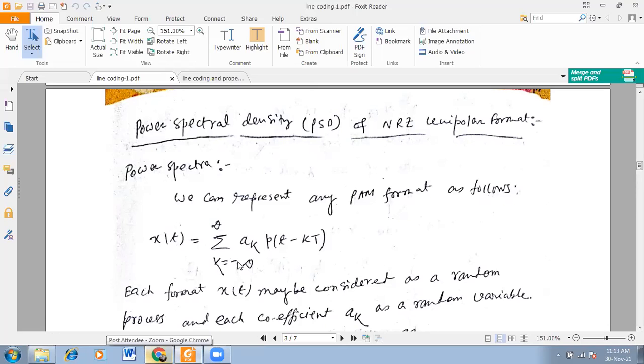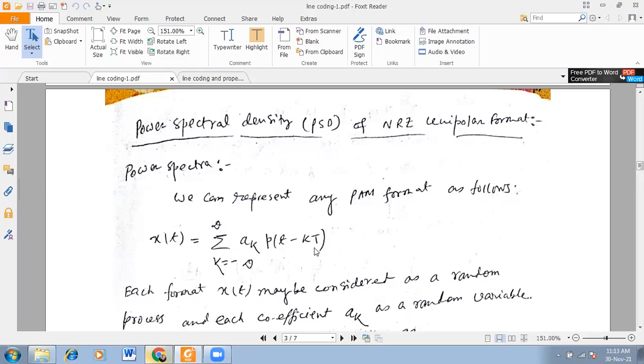So we are summing all the PAM signals, pulses, that is k equal to minus infinity to plus infinity, summation over a_k p of t minus kT. Here t may be the Ts or something like that, that is the sampling instant. If k is 0, then p(t) is representing the first pulse, the signal at the origin.